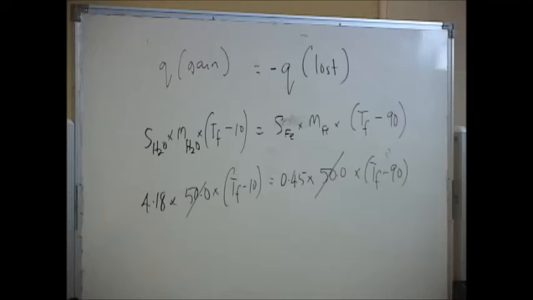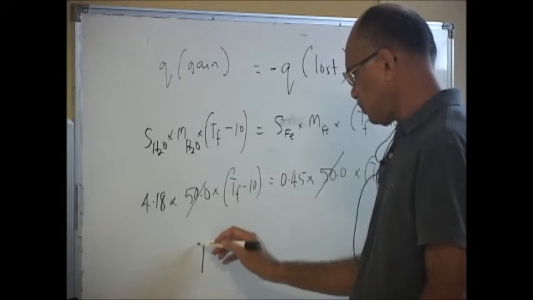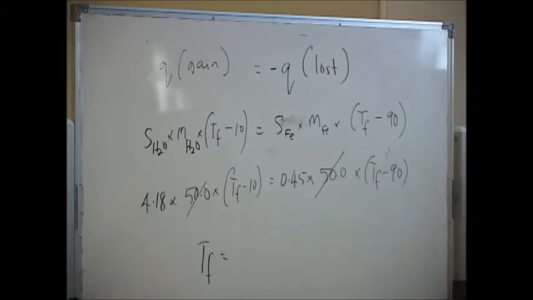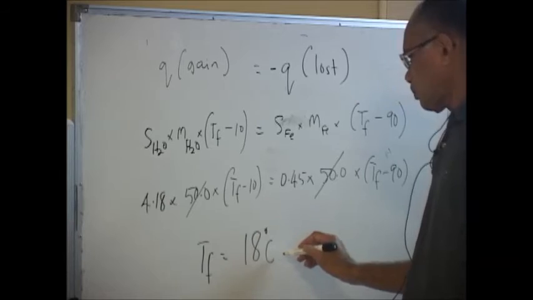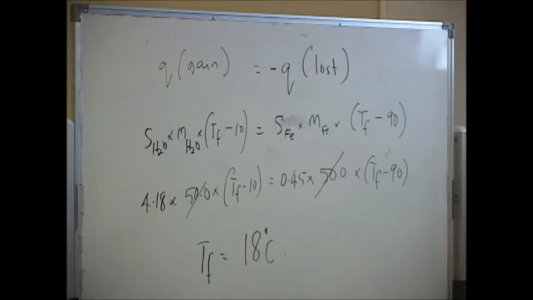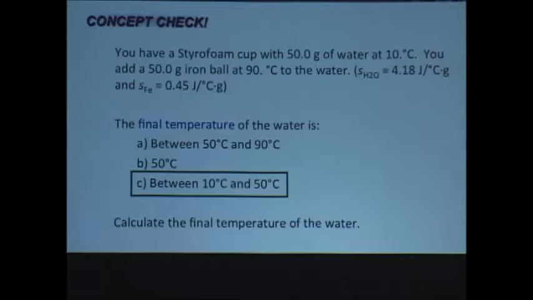However, what we can do is simplify that. I'm not going to go into the detail of the algebra, so I'll give you the final value. So TF comes out to 18 degrees. So we see in here the exact same setup as we did for the cooling of two water bodies. Here you have the cooling of a metal in a water body. So the final temperature comes up to be 18 Celsius. So the answer there should be C. It's between 10 and 50.